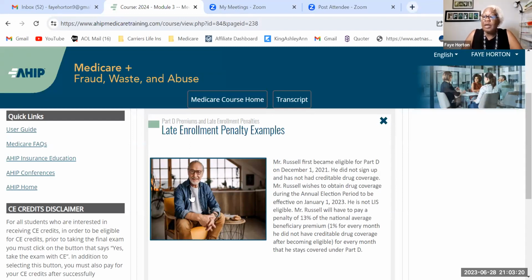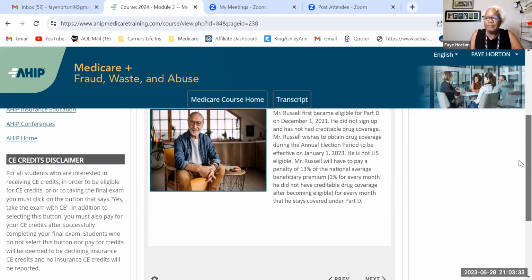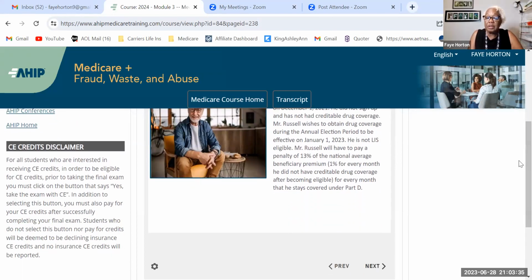he did not have credible drug coverage after becoming eligible, for every month that he stays covered under the Part D plan. Does everybody understand how that is calculated? Any questions?